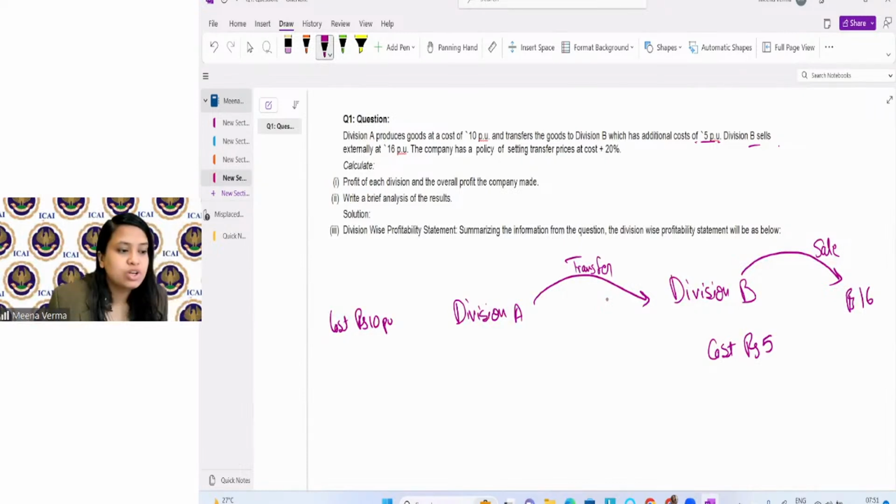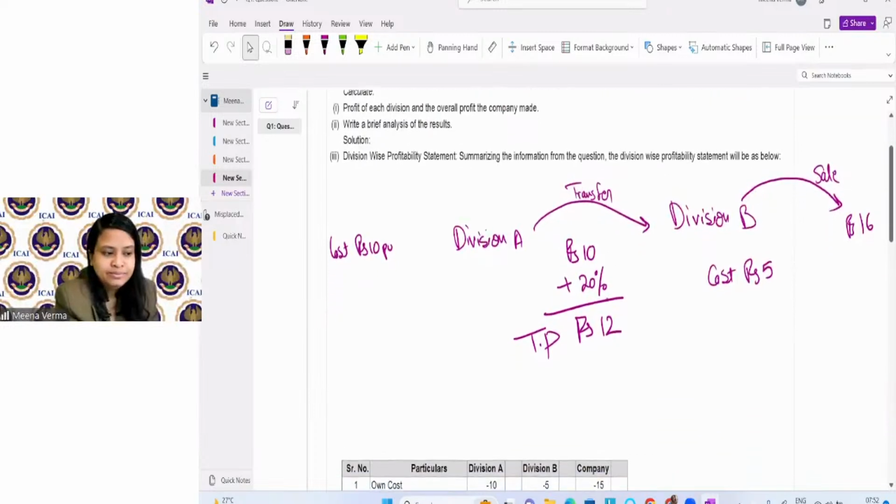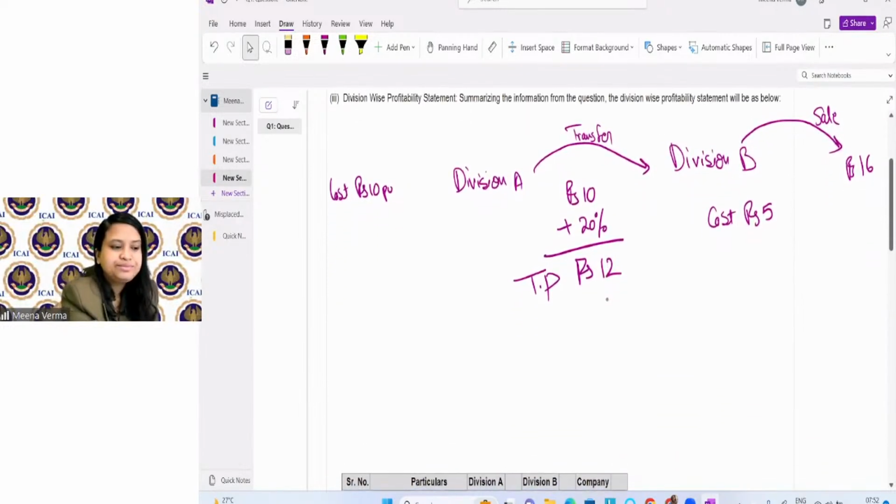The company has a policy of setting the transfer price at cost plus 20%. So what is the cost they are incurring? Rupees 10 plus 20%, which is 2 rupees, so rupees 12 will be the transfer price. Now, what is the question? Profit of each division and overall profit of the company. In this scenario, we have to find out the profitability of each department.